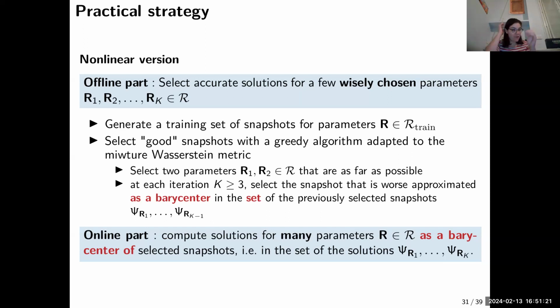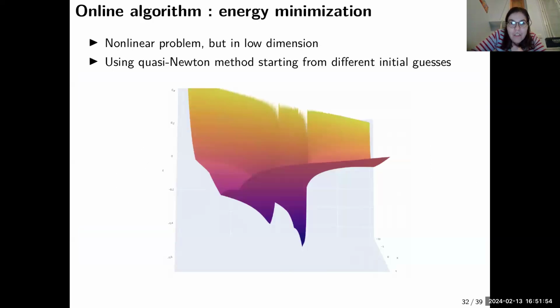You've got a set of snapshot solutions, and among this set of snapshot solutions, you select a few of them using a greedy algorithm adapted to this modified Wasserstein metric. This is the offline part, and in the online part, you compute approximate solutions as barycenters of these few selected snapshots. And these barycenters are barycenters with respect to this modified Wasserstein metric. Okay, so for the sake of time, I'm not giving too much detail. I just want to make one precision on the online strategy.